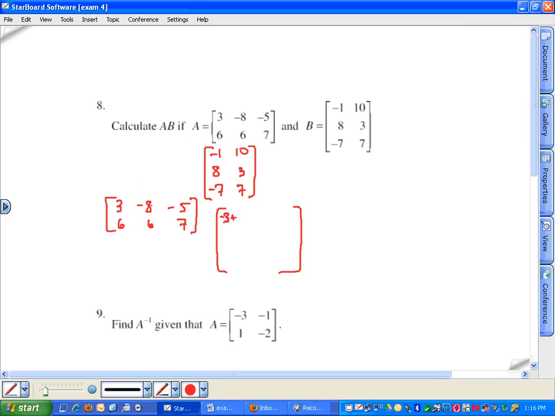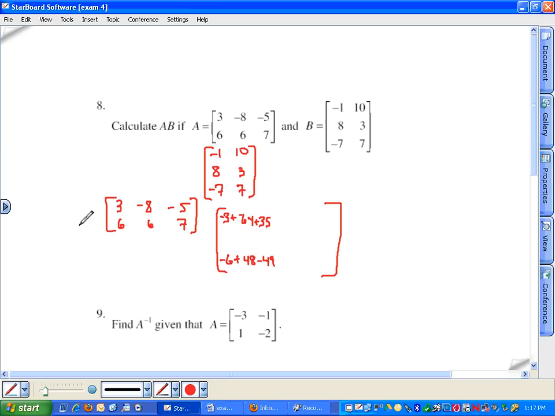We're going to add that. Negative 8 times 8 is negative 64, and then negative 5 times negative 7 is positive 35. This entry right here, this is the second row, but it's still the first column. So we need the second row, still the first column. 6 times negative 1 is negative 6. We're going to add that. 6 times 8 is 48. 7 times negative 7 is negative 49.